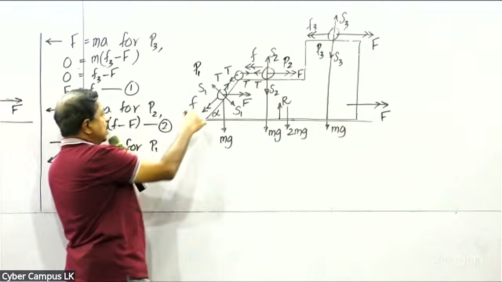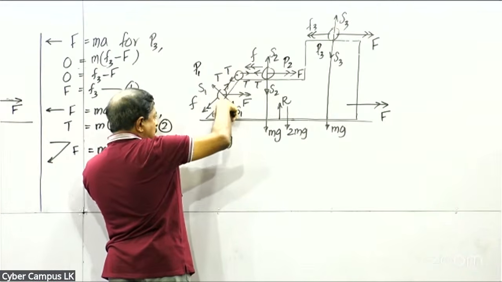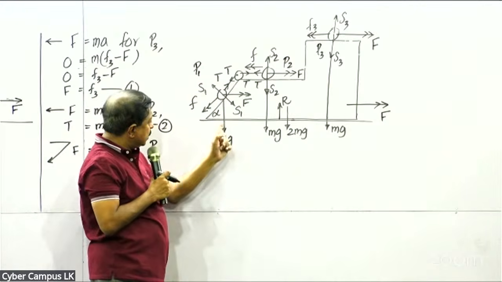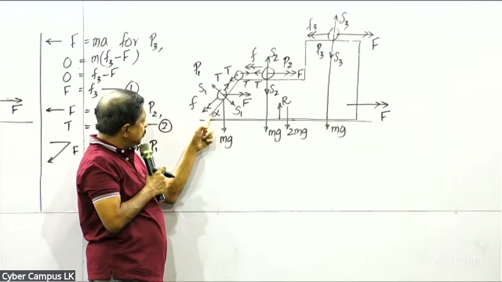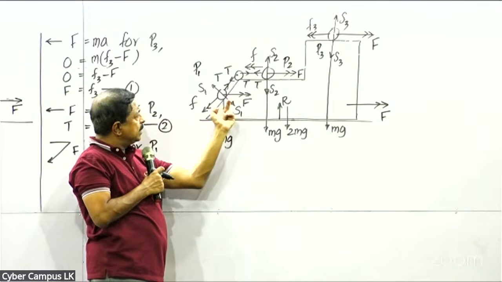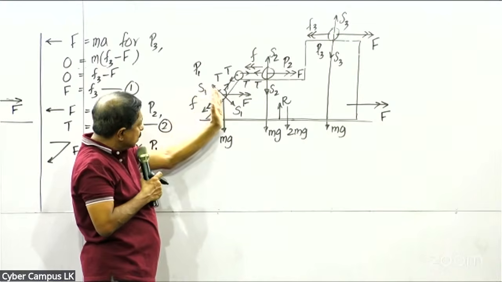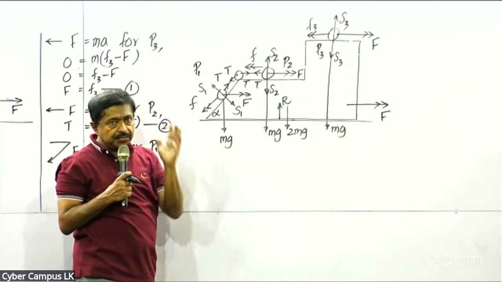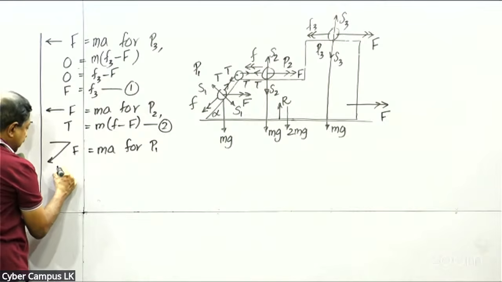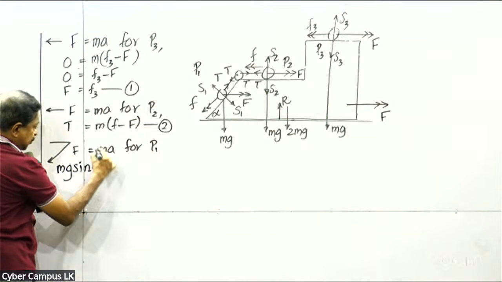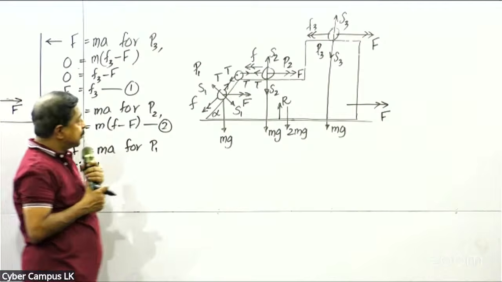Now, weight is here. S1 will not be involved, but mg will be there. This is alpha. This angle right there is 90 minus alpha. So it is mg cos(90 minus alpha), which is mg sin alpha. Mg sin alpha is the weight component. It comes from mg cos(90 minus alpha).